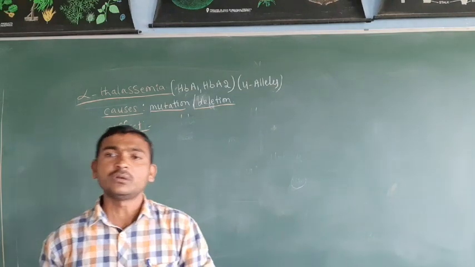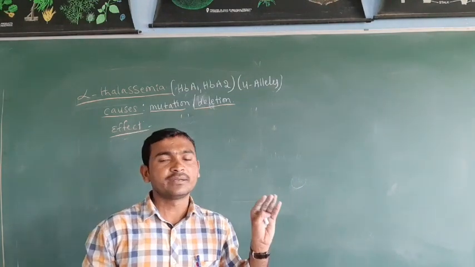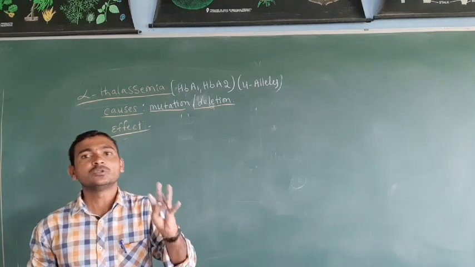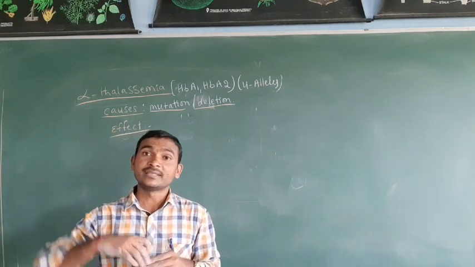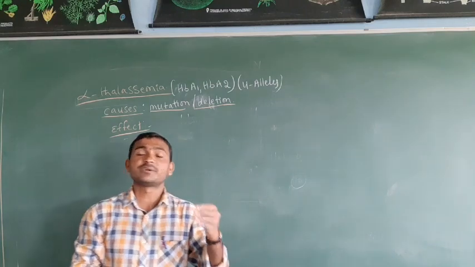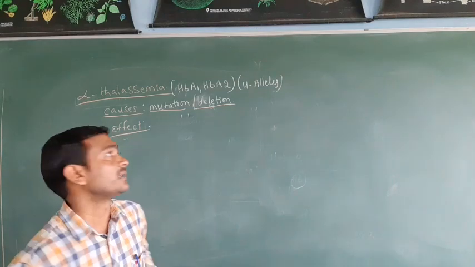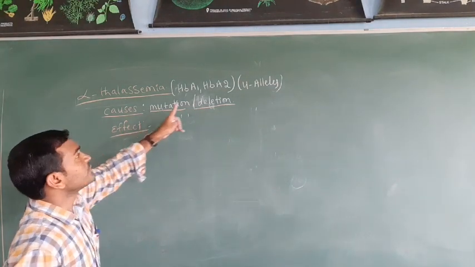A sudden, inheritable, discontinuous variation that happens due to permanent changes in an organism is called a mutation. In that, a base pair is deleted from a gene, and due to that thalassemia happens. See here the causes: mutation and deletion.